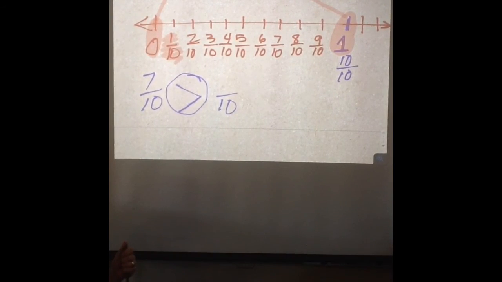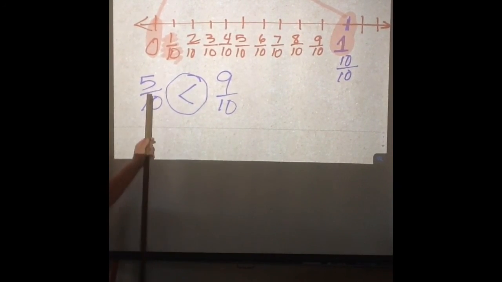And then we'll switch to decimals. All right, what if I have 5/10 here and 9/10 here? What symbol do I want to put on the inside? Is this less than? Yes. Oh, good. I'm just glad to know that you guys know what those are. All right, so 5/10 is less than 9/10.